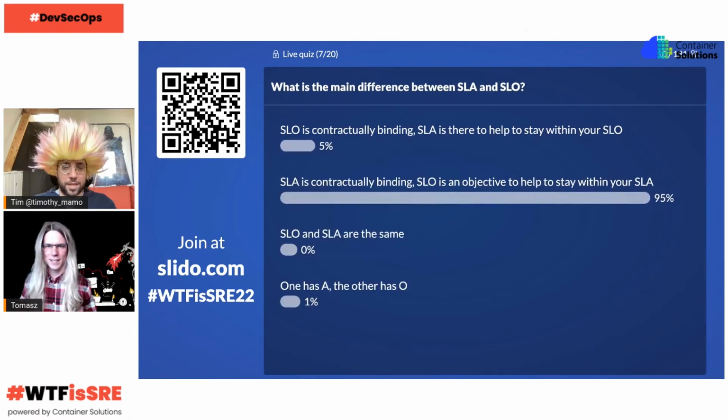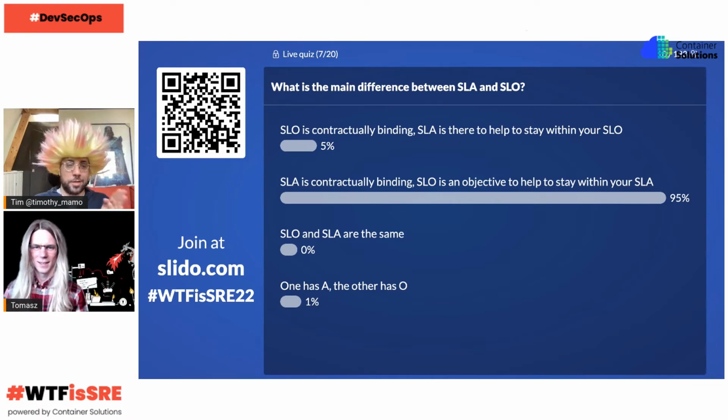And let's see the answers. Most people thought SLA is contractually binding. We have the 1% who've gone a bit too classic. And the right answer is there.